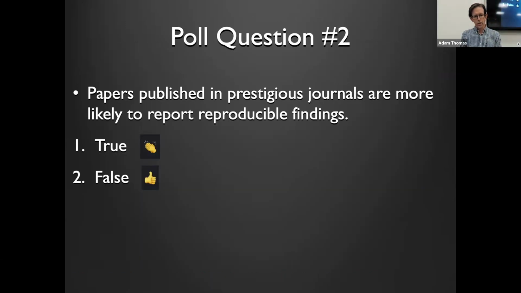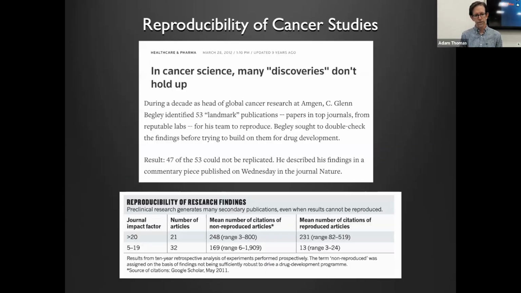Okay, I got another poll question for you. Papers published in prestigious journals are more likely to report reproducible findings. We got a lot of twos in the audience from the group. I see, yeah, falses. Oh, wait, no, we got one person who thinks that the prestigious journals are more reproducible. So the answer is indeed false.